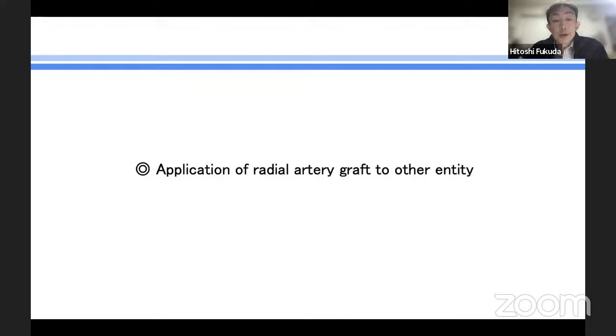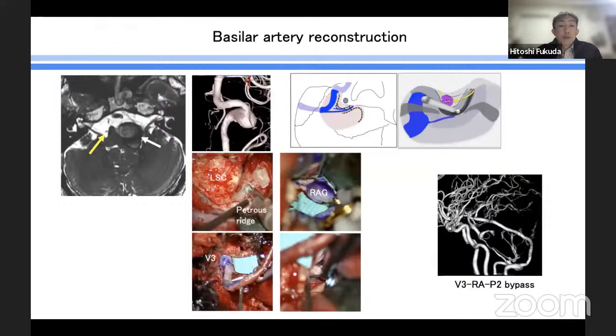Next, I will show you application of radial artery interposition graft to other pathology. Sometimes we have to use a high-flow bypass to reconstruct the whole basilar artery system. This is a case of left side giant thrombosed vertebral artery aneurysm compressing medulla oblongata. Now you can see the contralateral vertebral artery is tiny. This aneurysm is mostly composed of intraluminal thrombus, so we have to clip the parent artery.